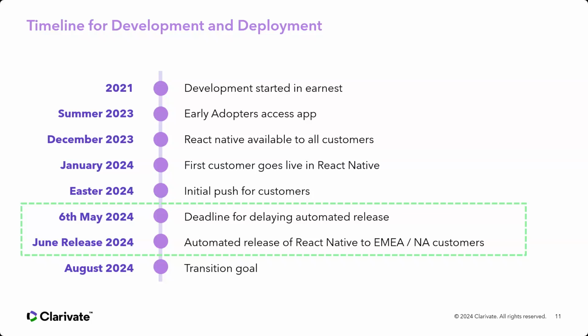We actually strongly suggest to move to the React Native app even before June. And our transition goal for all EMEA and NA customers is August 2024. As you can see, we are trying to make it before start of term. We understand that it might be a struggle for you to switch in the middle of a term. We're trying to make it as easy and seamless as possible for you to switch to the new app.